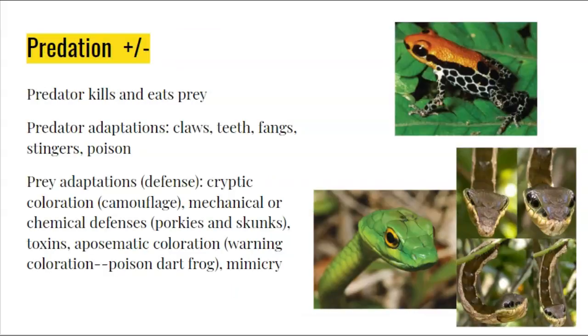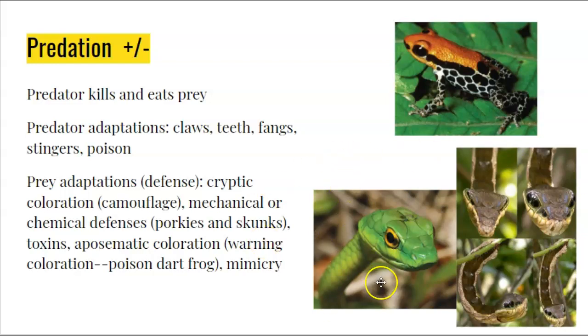Okay. Another type of interaction is predation. This is going to be positive for the predator and negative for the prey, obviously. Lots of adaptations for both the predator and the prey, right? Predator: claws, teeth, fangs, stinger. Prey: we've got things like skunks where they can spray things, porcupines with their quills, we've got camouflage. We've got here aposematic coloration. That's basically warning coloration with poison dart frogs, which says, hey, I'm poisonous, don't eat me. So that hopefully a predator knows, I'm going to stay away from that, right? Very helpful.